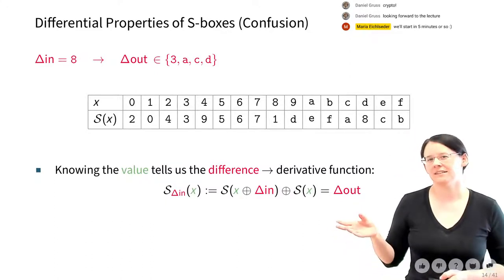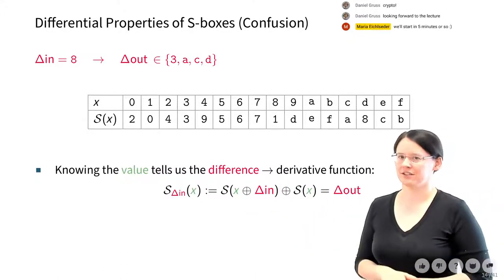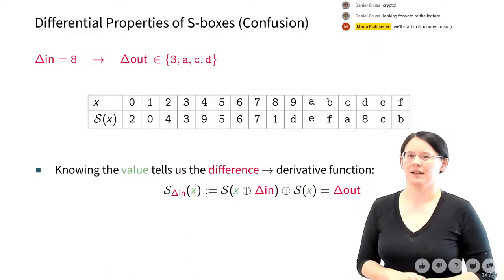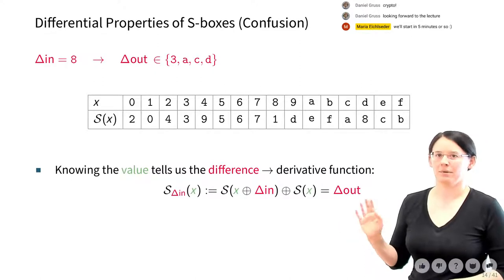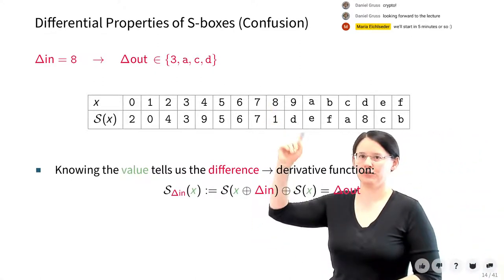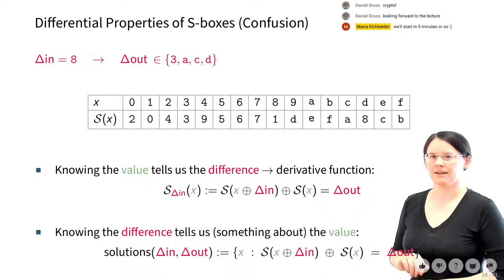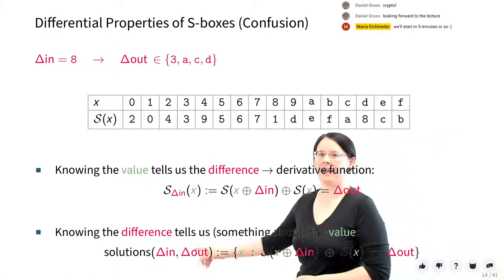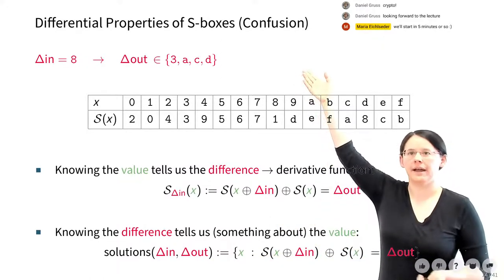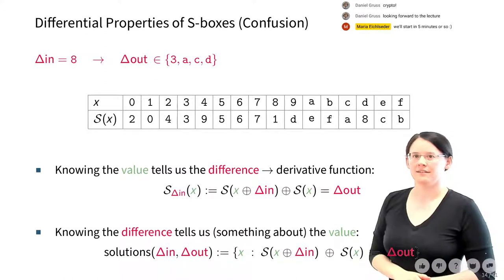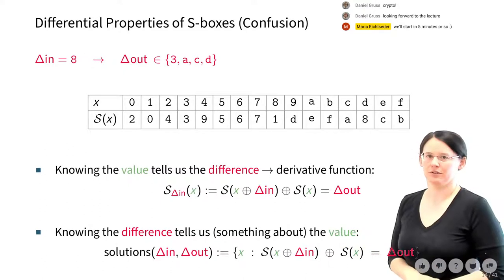And we will also see, we will not see that today, but we will see in a few weeks' time, that this derivative function has some other similarities with derivatives, like decreasing the degree of polynomials and stuff like that, which is also going to make it useful later. But for now, all we need to know is if we know the values, we know the difference, and vice versa. If we know the difference at the output, so if we know the input and the output difference, like we know the input difference was 8, for example, and the output difference was 3, then we learn a bit about the values, because not all values produce this output difference.